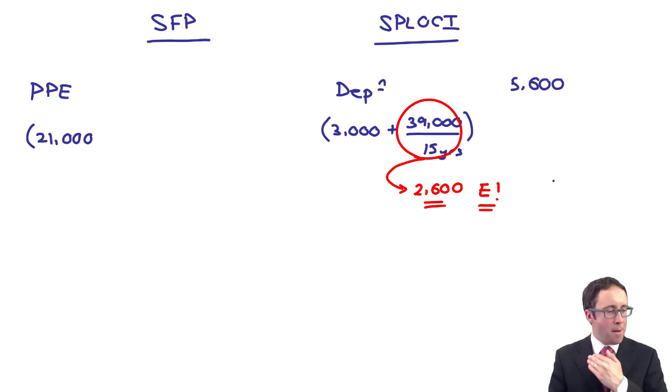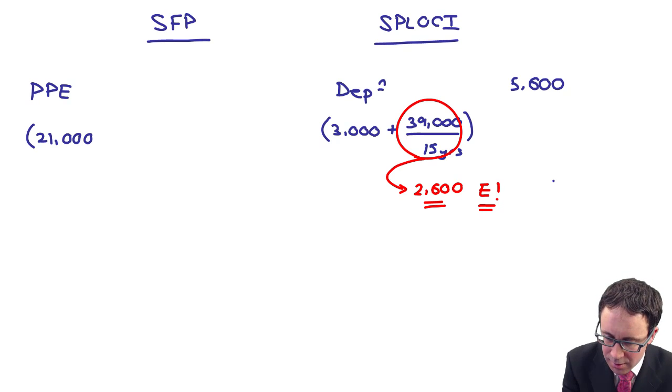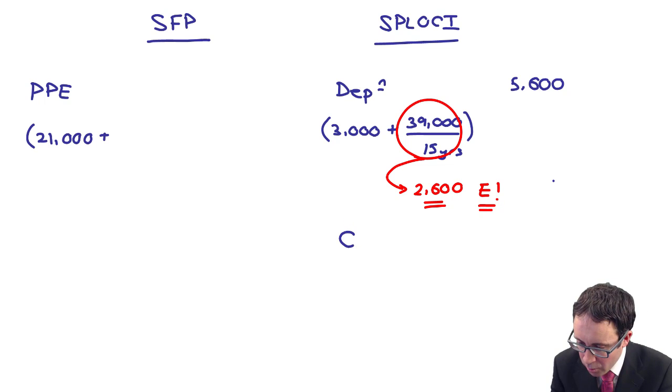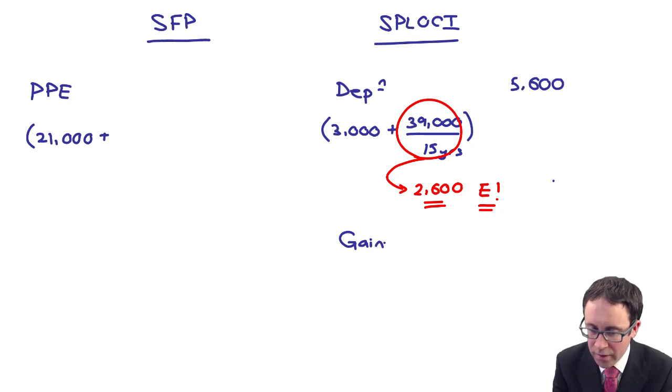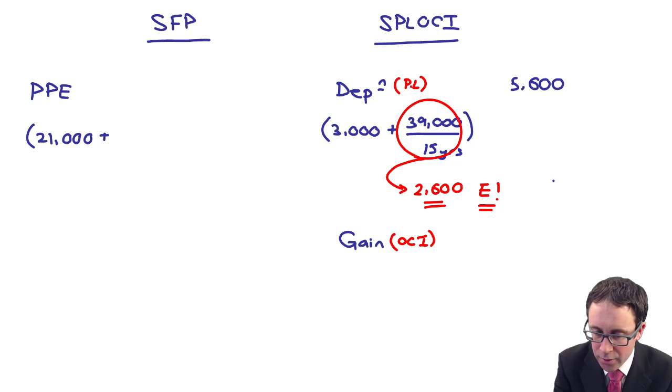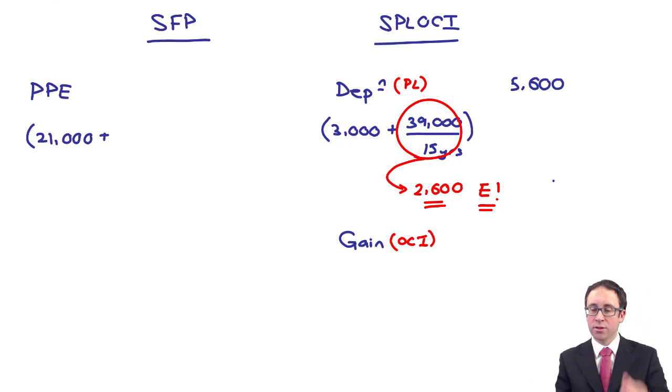If you're struggling for time, move on, okay? If not, have an attempt at working the carrying value of the PPE, and also what the gain will be within OCI. Remember, the depreciation is within profit or loss. The gain is in OCI.